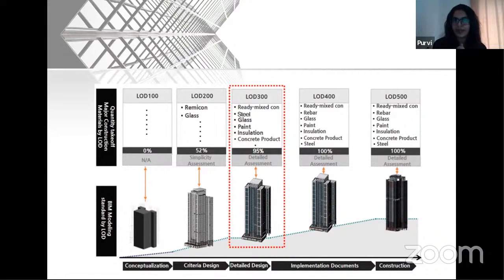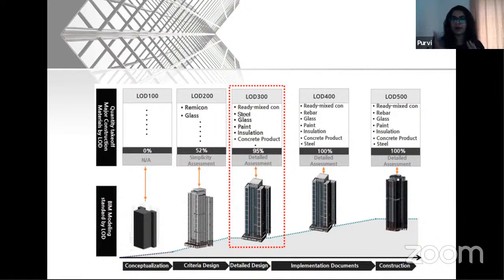Like you see in LOD 300, we are talking more about the materials in detail. We have added the glass and the paint. Initially in LOD 100, we did not have any materials. In LOD 200, suddenly we are talking about a glass material. In LOD 300, we are talking about other materials and insulations that are involved in the building. Moving up to LOD 400, we are talking about how different structural materials are going to come. So here come your steels, which you are going to actually assess.